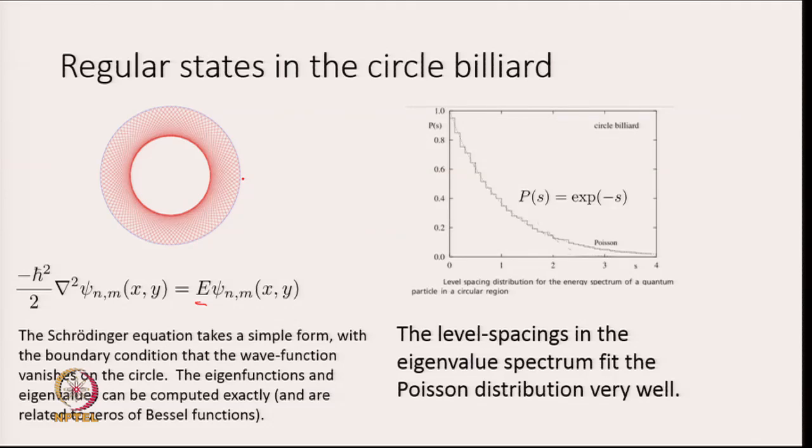Now, if you calculate about 100,000 such levels in the circle billiard, and you form a distribution, here is a histogram of the distribution. It follows the Poisson distribution very well. So here you find this is an experimental result, if you like. Here are 100,000 levels of the circular billiard, and it follows the Poisson distribution rather well.